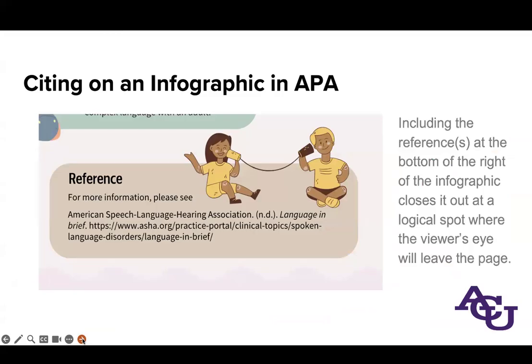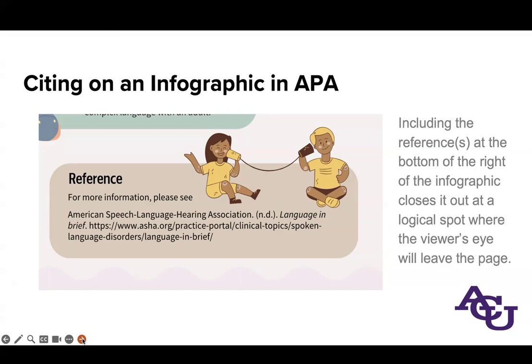The last thing you need to make sure you do for this assignment is include at least one reference in APA format on your infographic so that the reader can interpret your citations. And a good spot to do that is the bottom right corner of the infographic, as Christy mentioned earlier. And that's what we've got here.